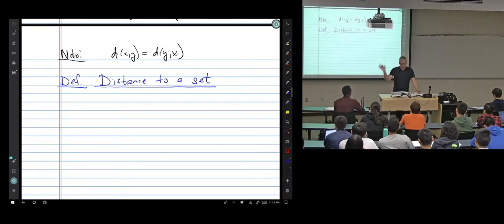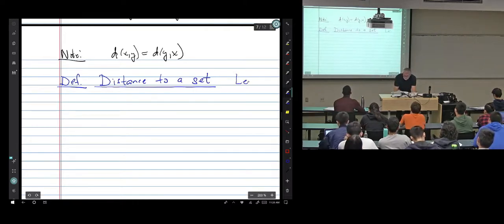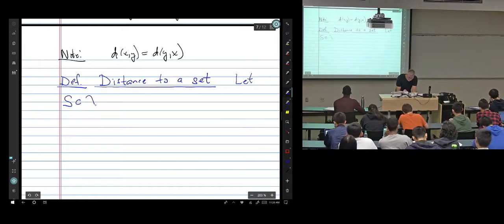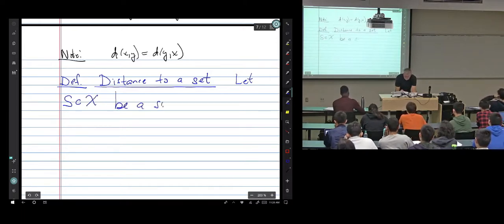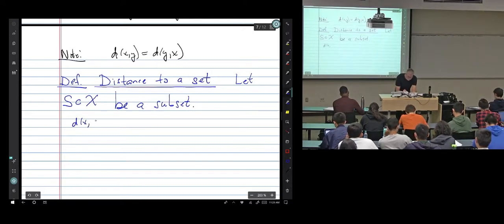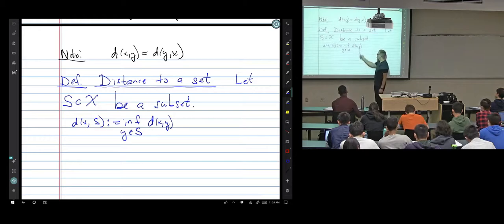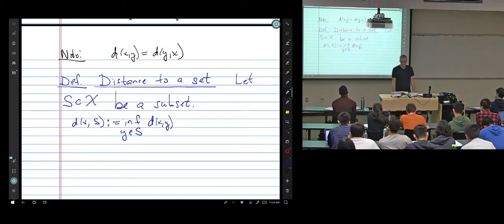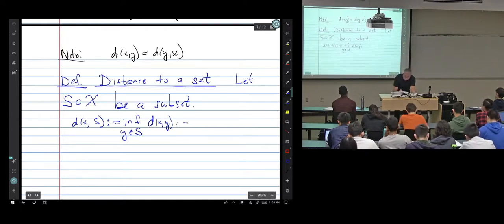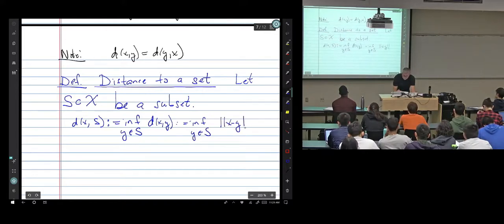Apologize. Okay. Now, this is where things start really getting interesting. So let S contained in X be a subset. The distance from X to S is by definition equal to the infimum over all Y in S of the distance from X to Y. Okay, so for us, that's the same thing as the infimum over Y in S of the norm of X minus Y.